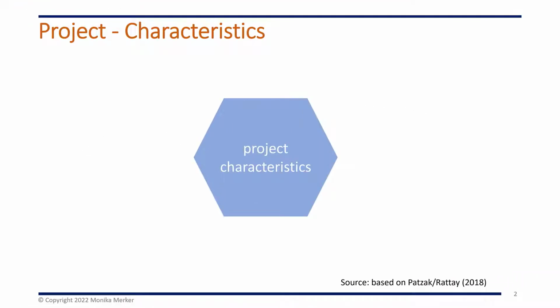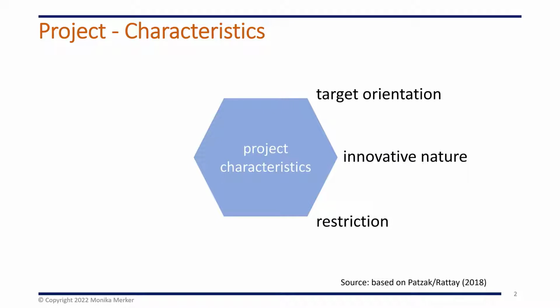Let's look at this in more detail now. How do you recognize a project? What are the typical characteristics? First of all, we have target orientation. So we have a clear goal, for example, the development of a new product or service. We have an innovative nature. The project will have a unique set of requirements that need to be delivered within the boundaries of this project.